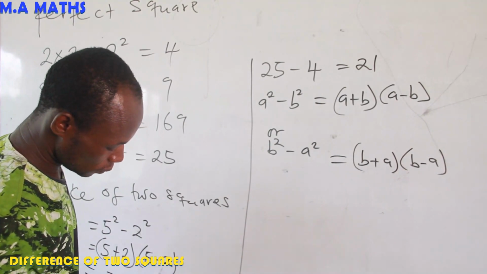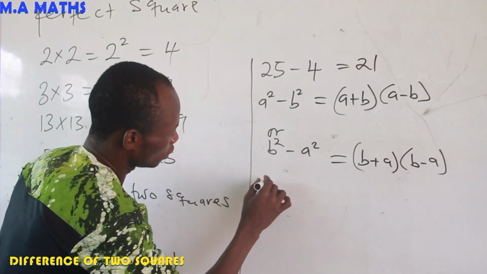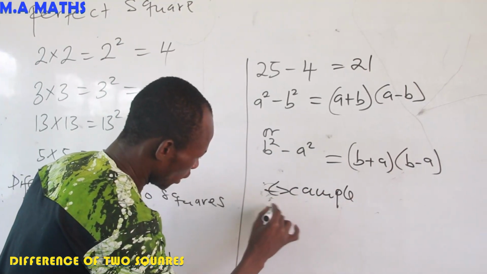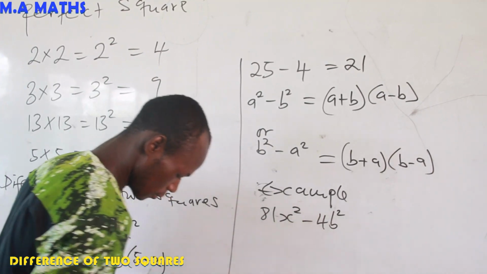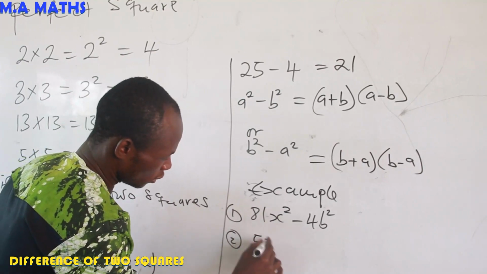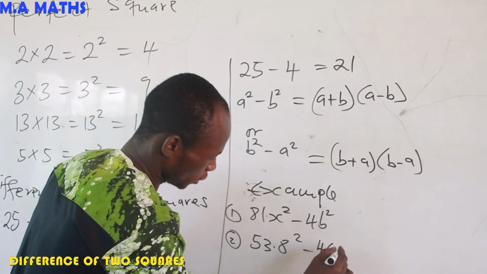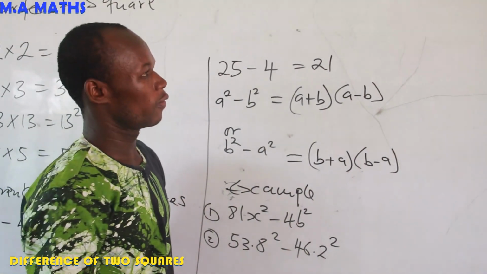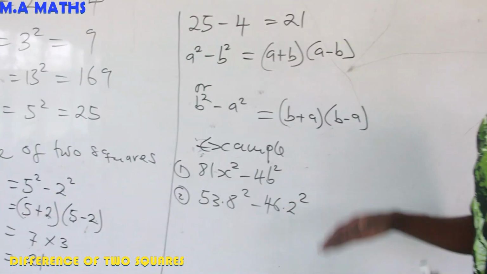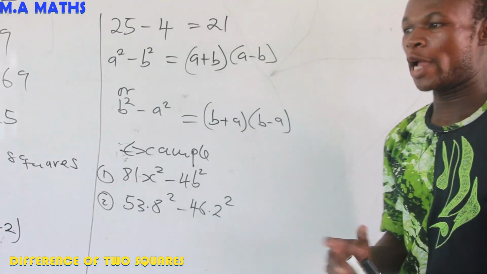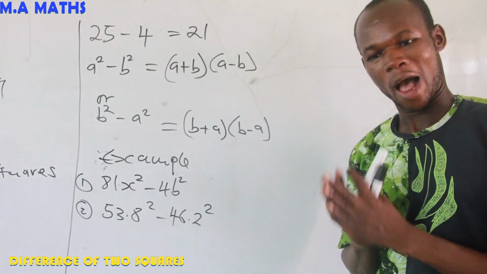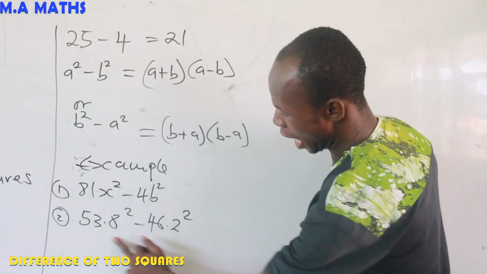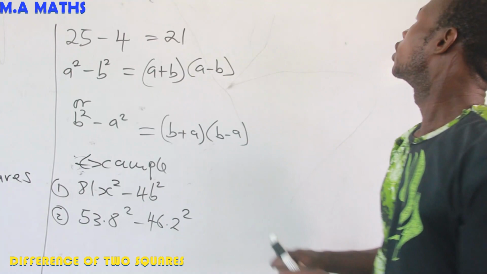Example 1: 81x squared minus 4b squared. Example 2: 53.8 squared minus 46.2 squared. If you have this example and you are asked to solve, the difference of two squares is very perfect and can be used in terms of factorization. We can also apply the difference of two squares to solve a simplification question where you are asked to simplify without using a calculator. So let's try this one. If you are asked to solve this without using a calculator, you apply the difference of two squares.